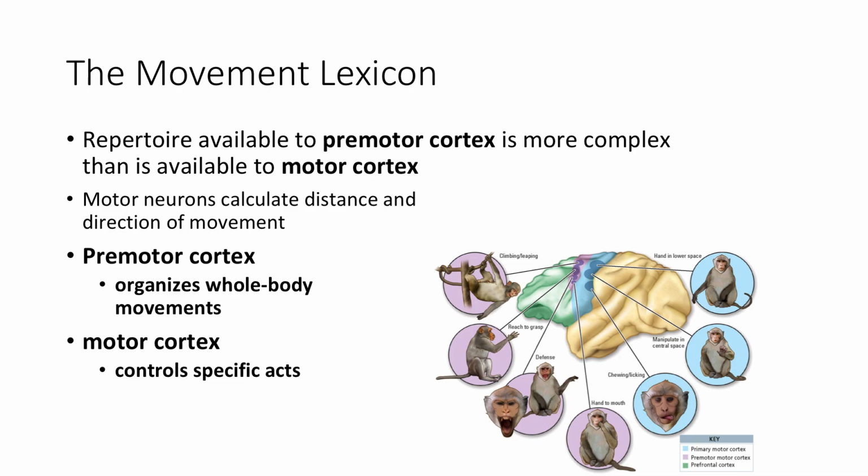So findings from lesion studies suggest that the premotor cortex and the primary motor cortex share a common movement lexicon. So the repertoire available to the premotor cortex is way more complex than the primary cortex, hence why the premotor cortex can organize more complex movements. So if you remember from a couple slides back, where I showed this picture, the premotor cortex is involved in more complex movements that need a lot of planning, whereas the primary motor cortex alone can do simple movements such as hand to mouth or pushing the hand forward in space.